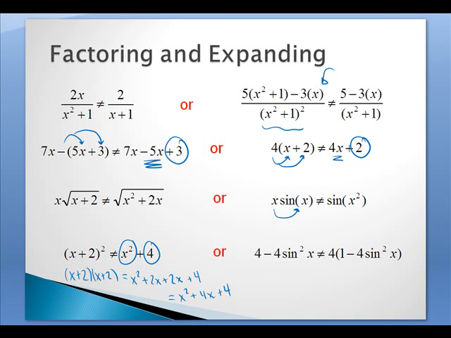I think the confusion comes from if I were to have x plus 2 times x minus 2, that would then equal x squared minus 4 because the middle terms actually end up canceling out. So be careful with that.